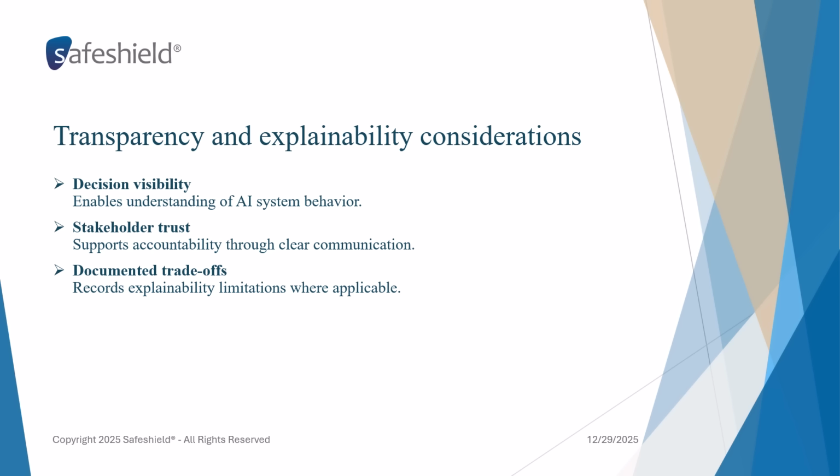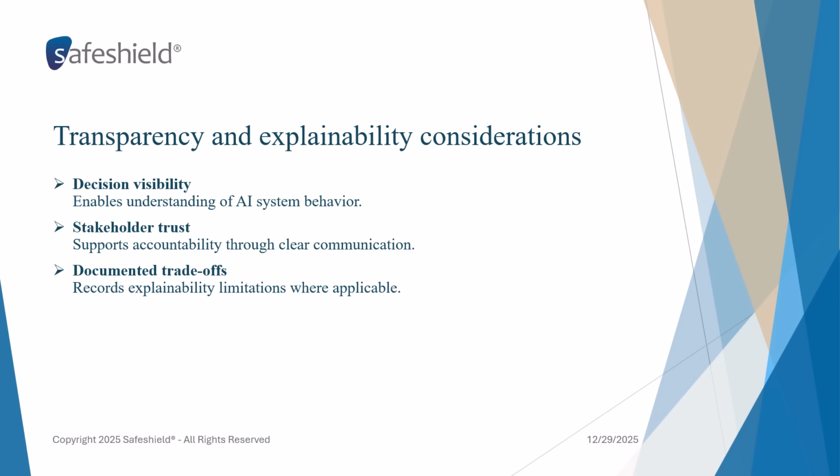Explainability focuses on providing meaningful insight into how AI systems produce outputs. This may include explanations of key factors influencing decisions, model behavior under certain conditions, or known limitations. High-impact or high-risk AI systems typically require stronger explainability to support oversight, dispute resolution, and accountability. Trade-offs often exist between explainability, performance, and system complexity. These trade-offs should be explicitly assessed and documented through governance processes. When full explainability is not feasible, residual risks must be acknowledged and managed rather than ignored.